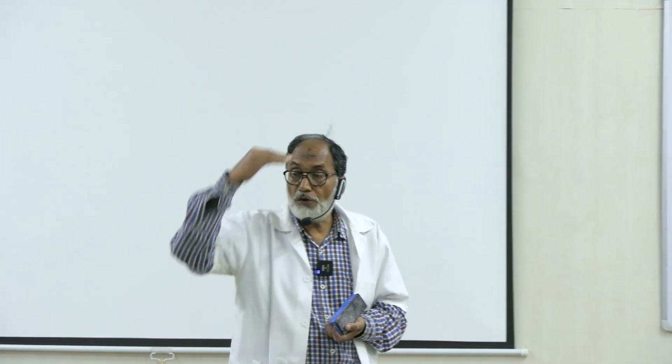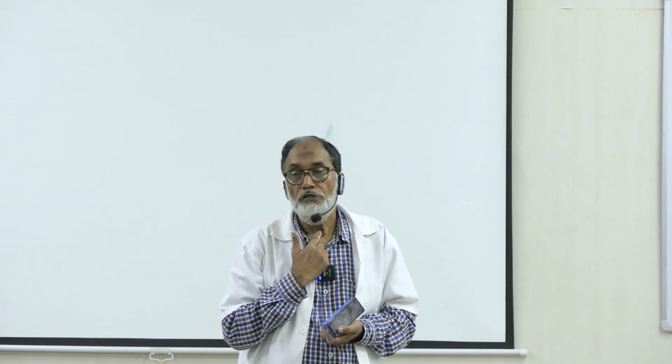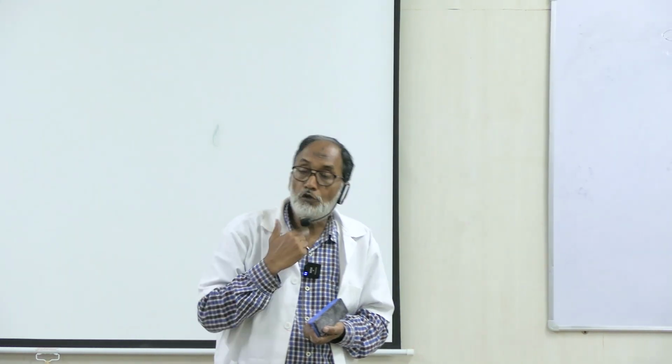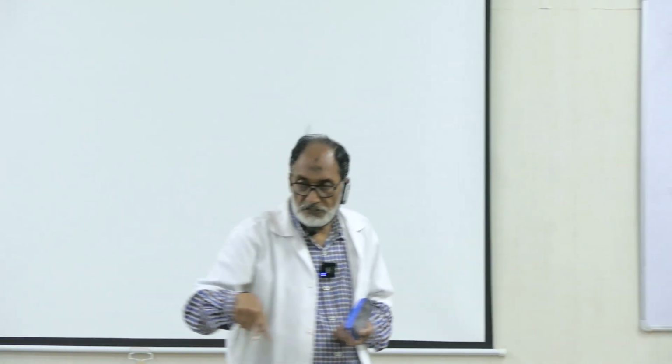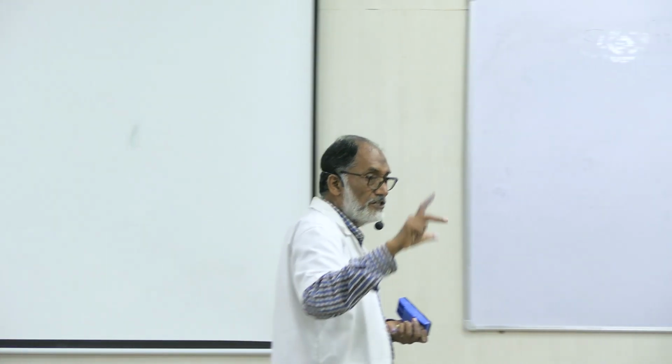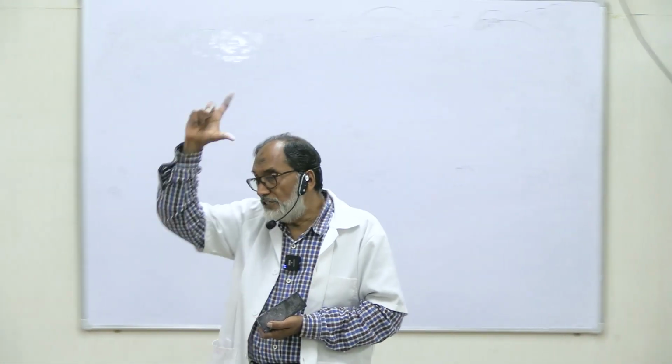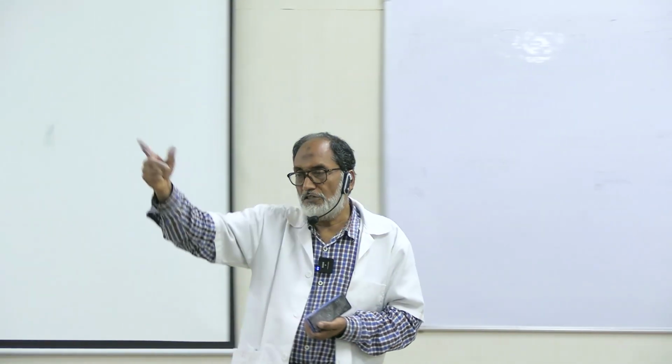Pharynx actually starts from the base of the skull up to the cricoid cartilage. This is the extent of the pharynx, and below the cricoid cartilage, esophagus starts. Pharynx ends, esophagus starts below the cricoid cartilage. This pharynx is again subdivided into three parts.